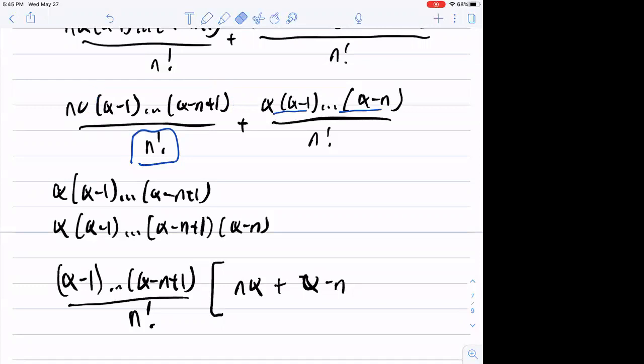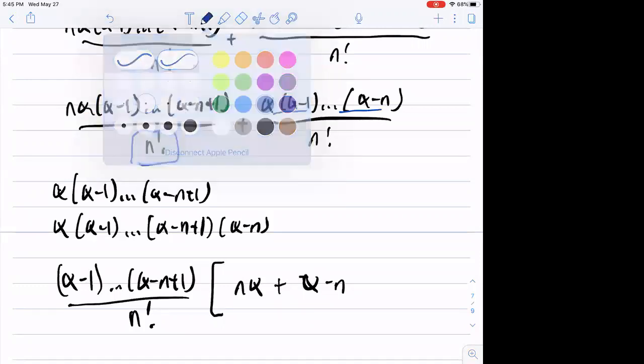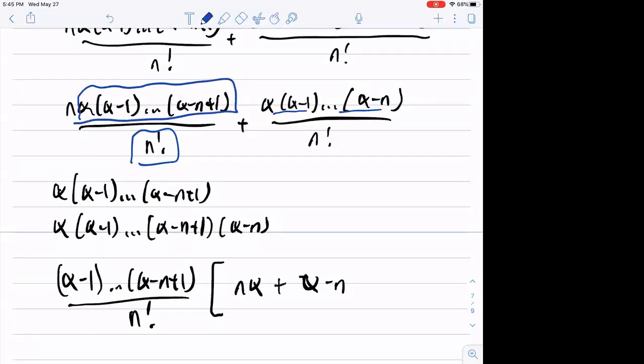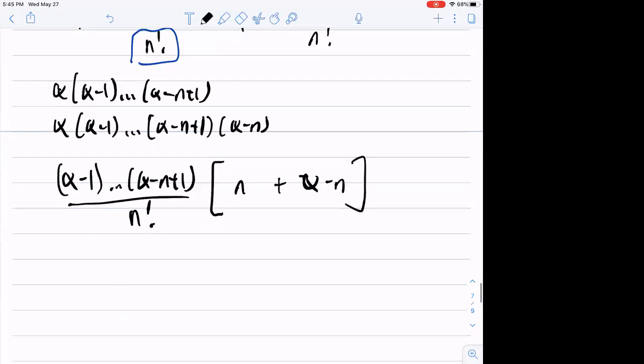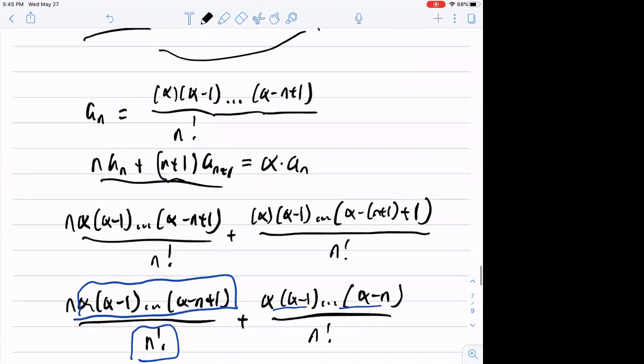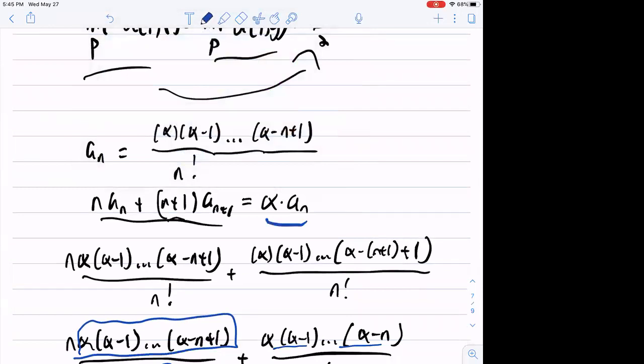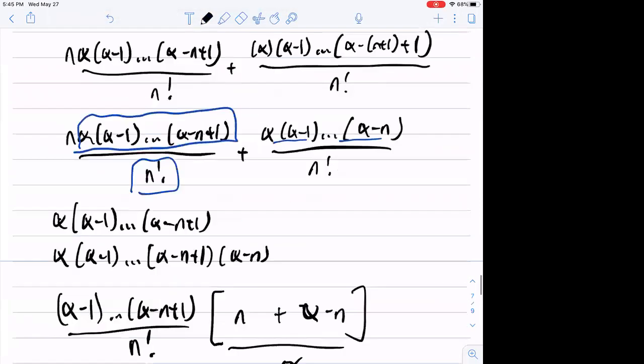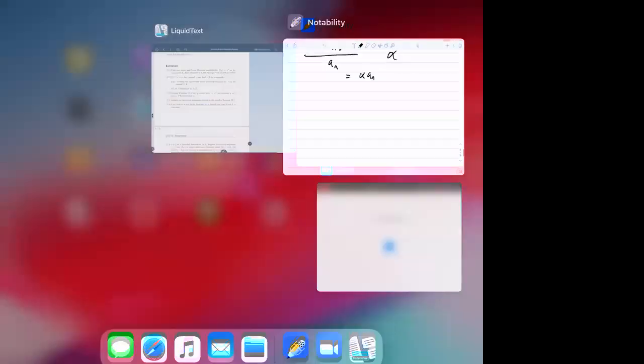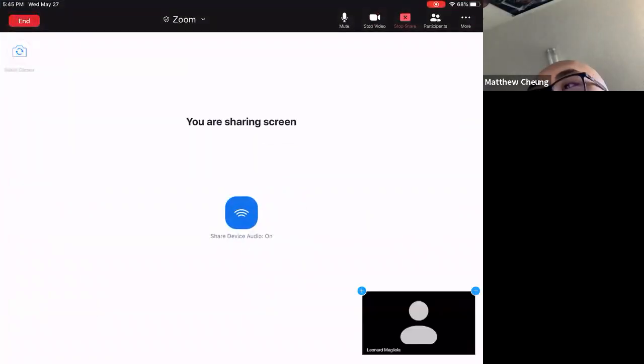I pulled out everything here. I don't know why I didn't box the alpha, but this should be n, because I only have n left. And then here I have alpha minus n, so I just have alpha. This thing's just alpha, but this thing is exactly a_n. So I get alpha a_n, and that's this part. So we are done. Is everyone clear on this? It's just algebra. Everyone clear so far?